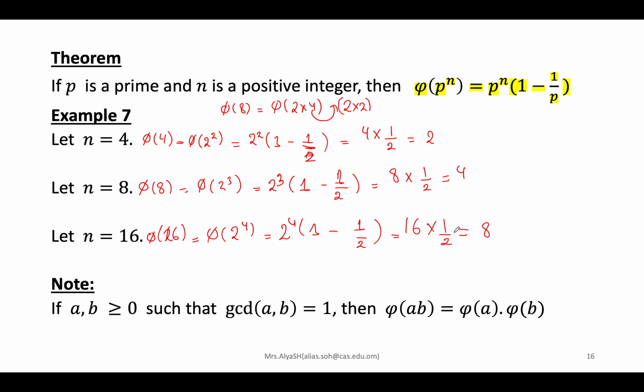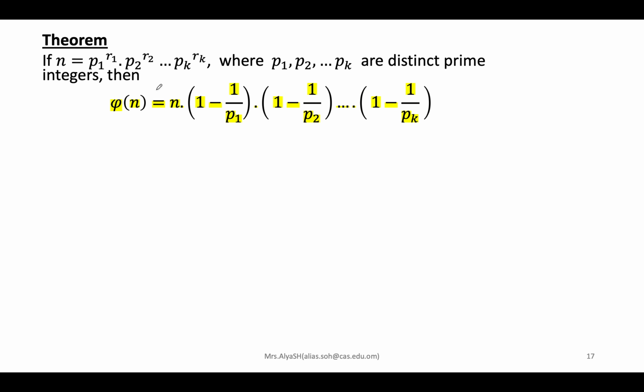Alright, now you know that if a and b are greater than or equal to 0 such that the GCD is 1, then phi of AB equals phi A times phi B. And from here, if n is equal to P1^R1 times P2^R2 up to PK^RK, where P1, P2, PK are distinct prime integers, then we can use the following function here. So let's suppose we have to find the value of phi of 36.